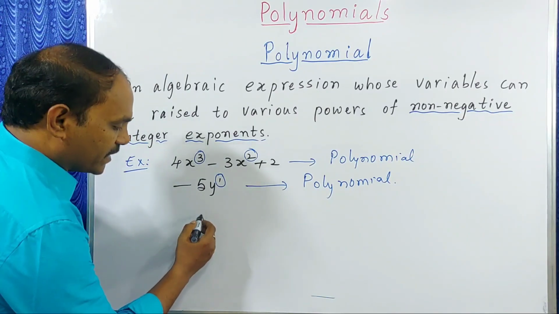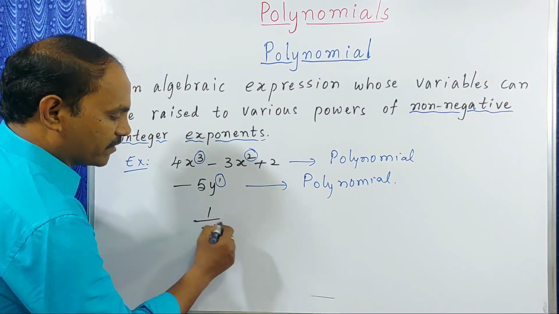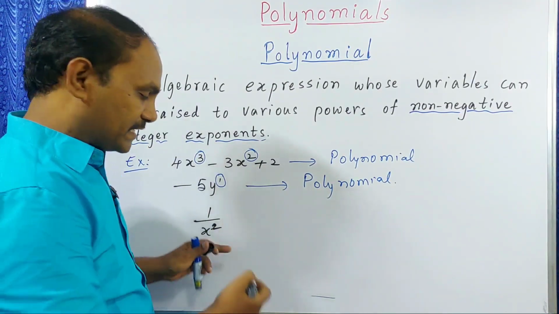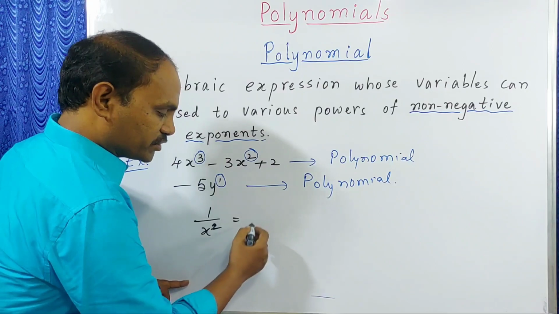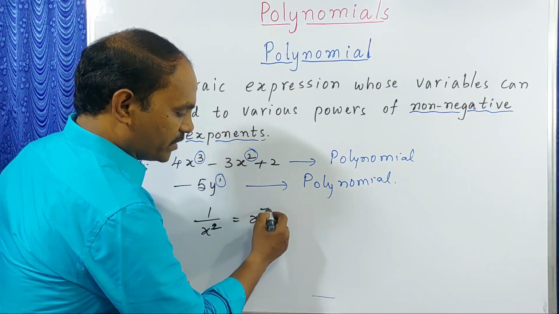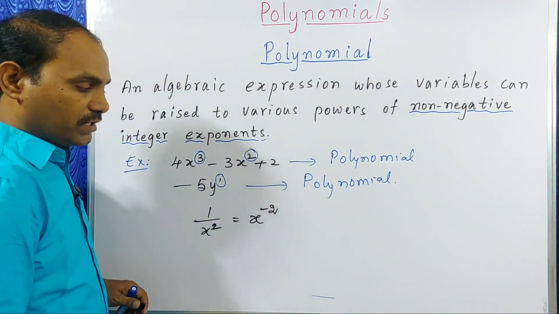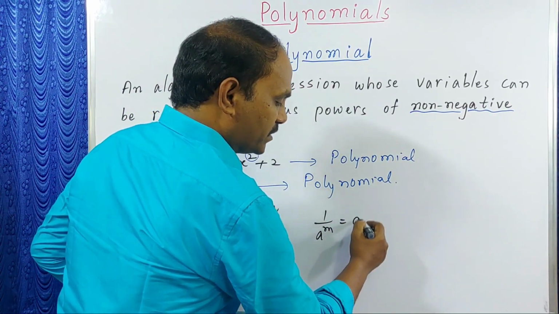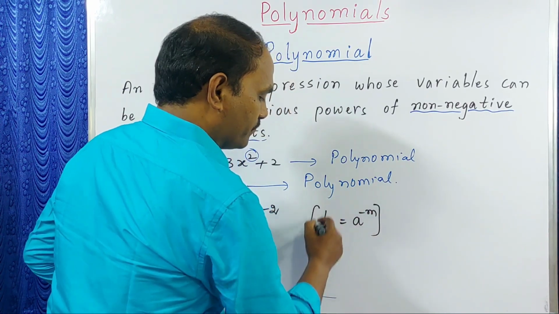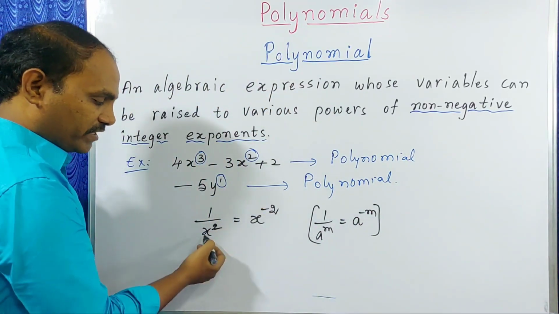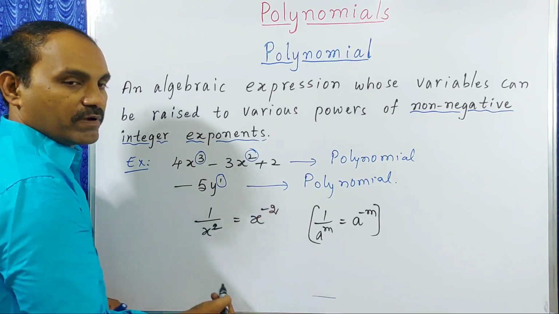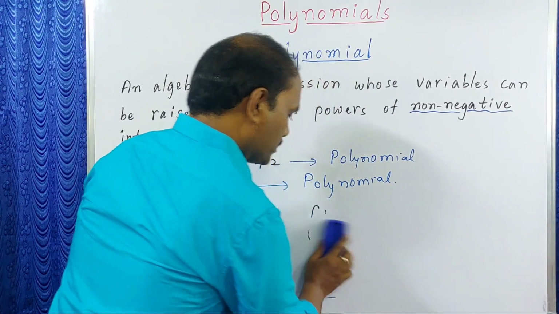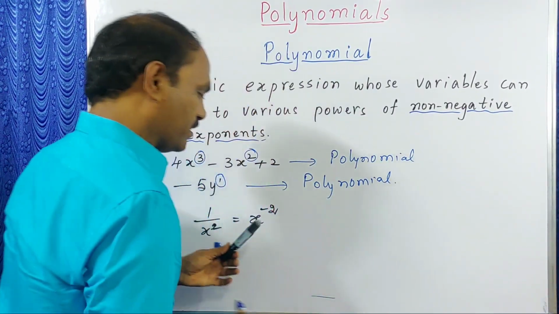The other one I will write here is 1 by x square. Is it a polynomial? Let us check. 1 by x square, we can write this one as x power minus 2. Why? By using the 1 by a power m exponents rule, we can write 1 by x square is equal to x power minus 2. Now, is it a polynomial? No, it is not a polynomial.